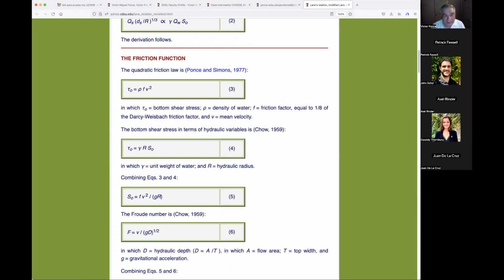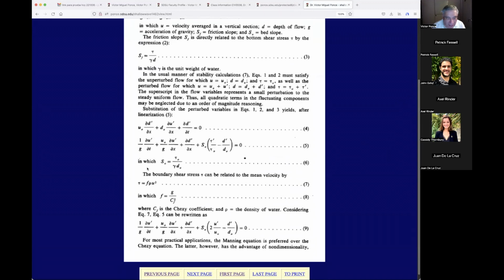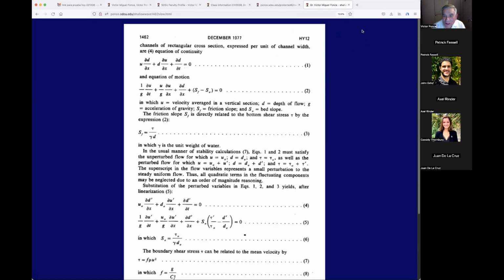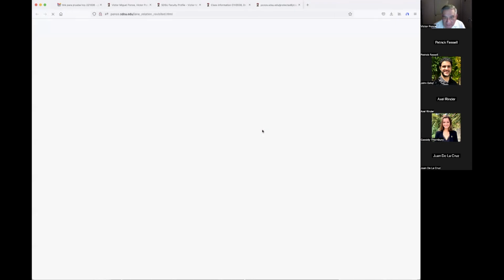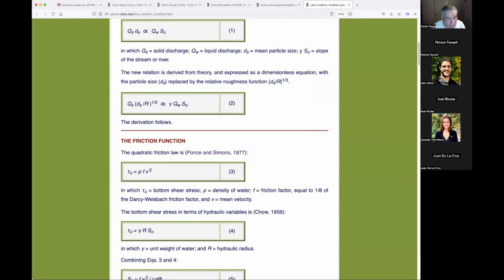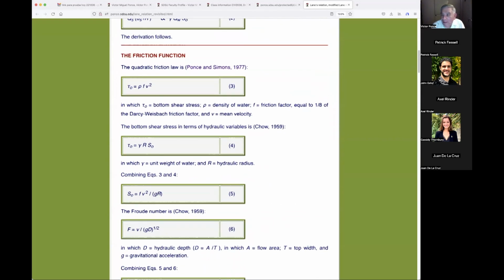Okay, the quadratic friction law, Ponce and Simons. Yes, in our 1977 paper, we have the quadratic friction law over here, right in there. So from the beginning, we know the existence of this law. We did not develop this law. It was just hidden out there. Okay, not everybody uses it.